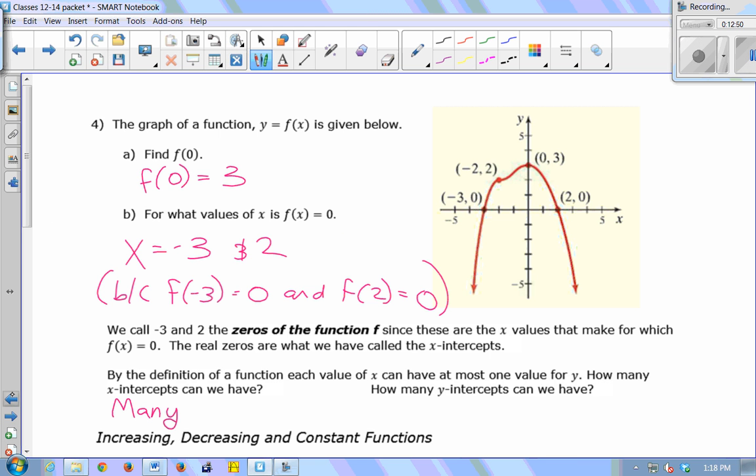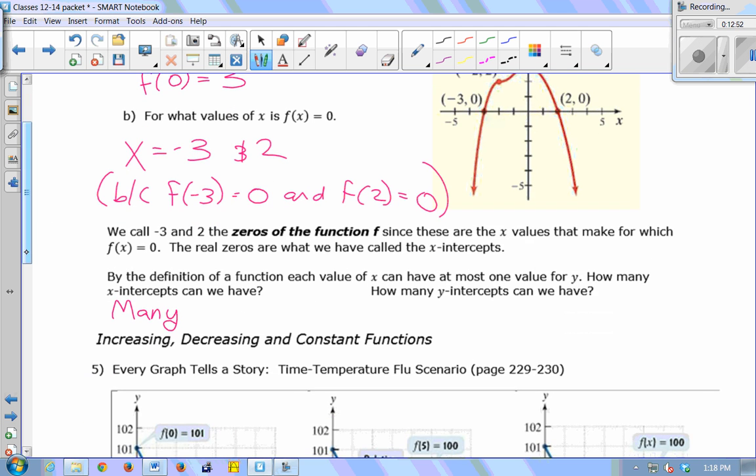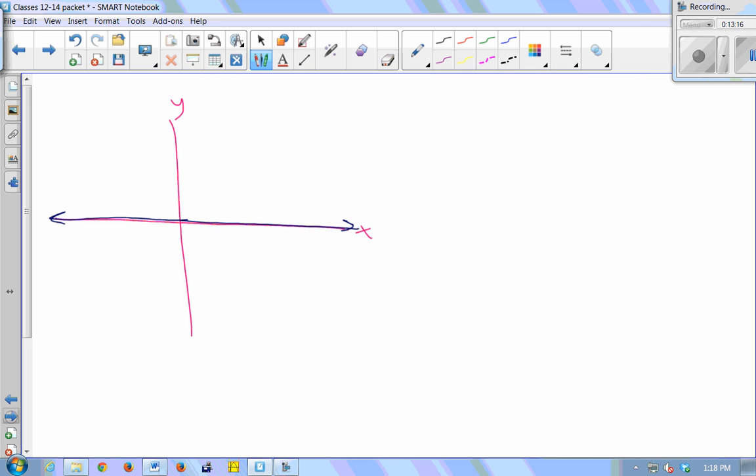How many y-intercepts can you have if you have to be a function? Close. You can have, yeah, that's not none. More than none. Let me draw a picture.